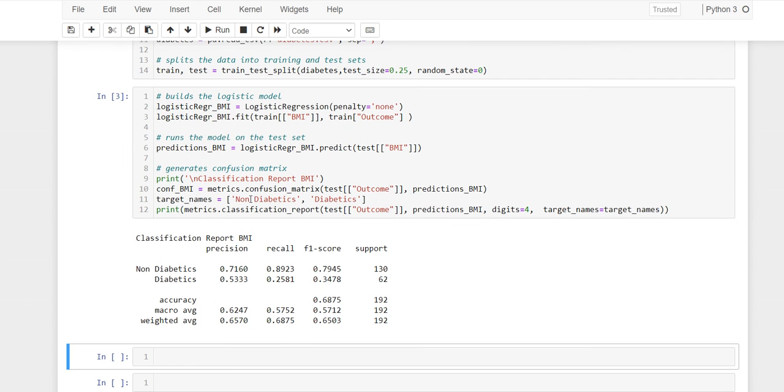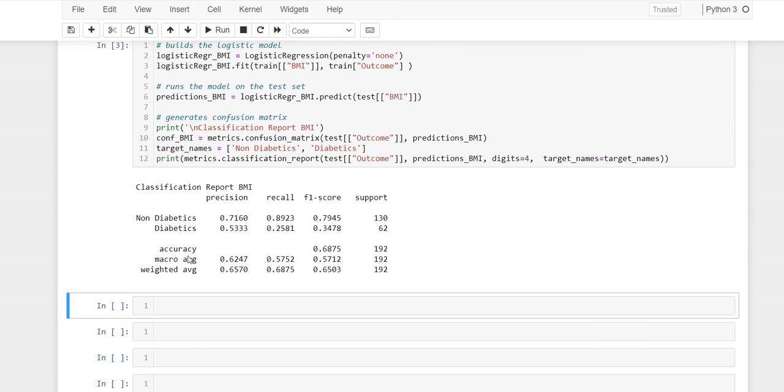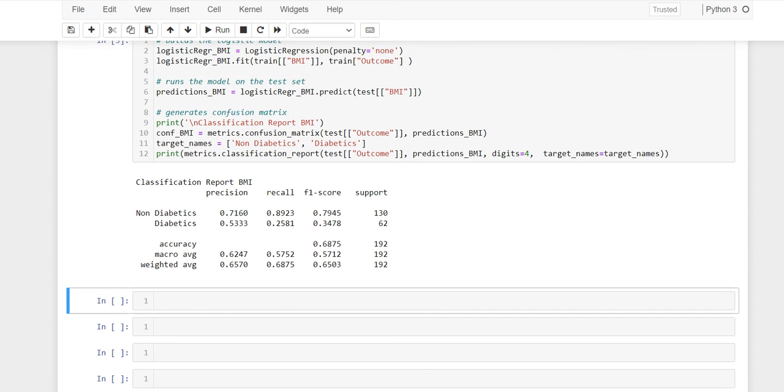And sure enough, a classification report was generated for BMI. Outstanding. Right off the bat, I can see that my precision is about 53.3%. My recall is 25.8%. My specificity is 89.2%. And my accuracy is about 68.75%, with a total of 192 observations. This is very cool. These are the classification metrics that we talked about earlier.